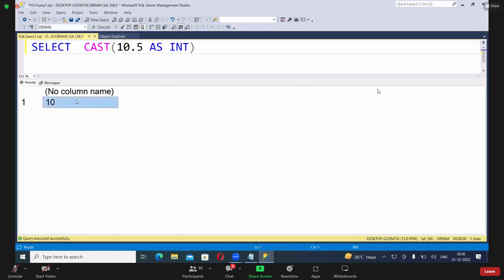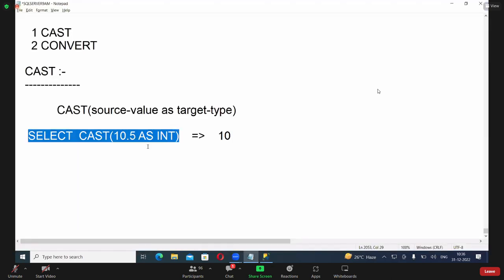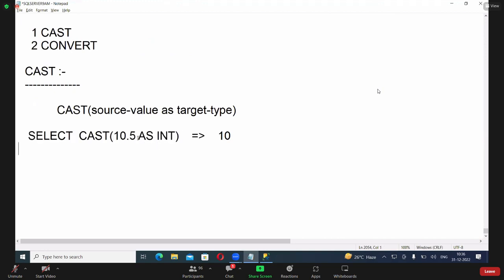Okay. 10.5 is a float, and this float is converted into integer. After converting into integer, it returns the integer part, which is 10. So it returns 10. This is the source value, and this is the target type. This value is converted into this type.